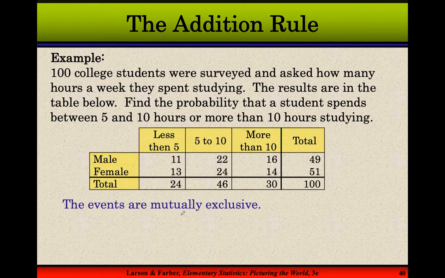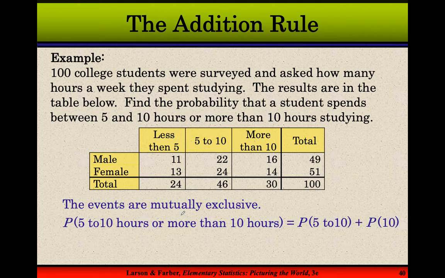Here's another one. This one's set up in a table. So we've got 100 college students. How many hours a week do you spend studying? We want the probability that a student spends between 5 and 10 hours, or more than 10 hours studying. Now, if you notice, you can't be in both groups. I can't pick one person who's going to say they fit into both of those categories. So they are mutually exclusive, so I don't need to do any subtracting here. I take the 46 5 to 10s, add them to the 30 more than 10s, and I get 0.76 for my probability.